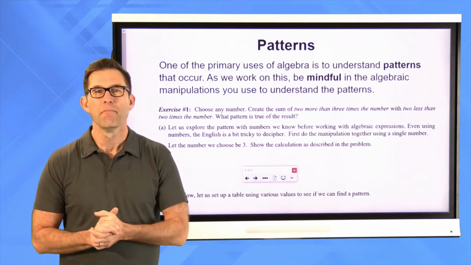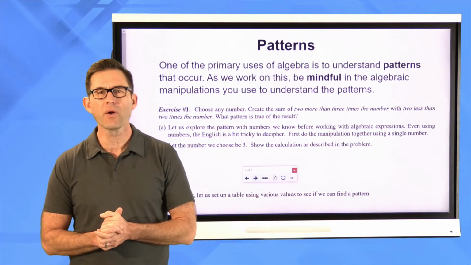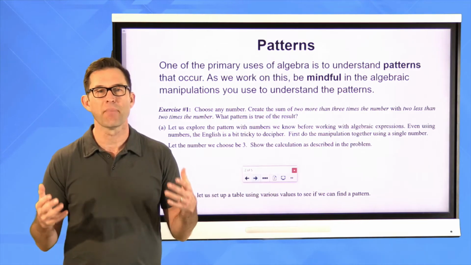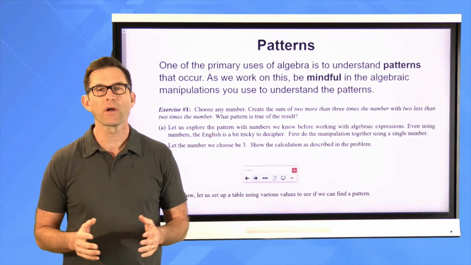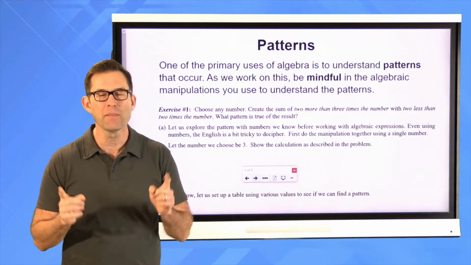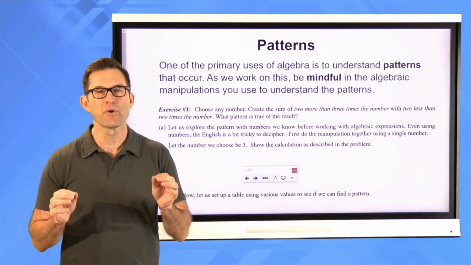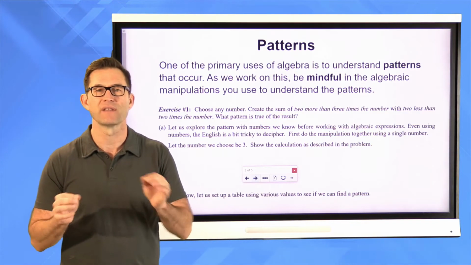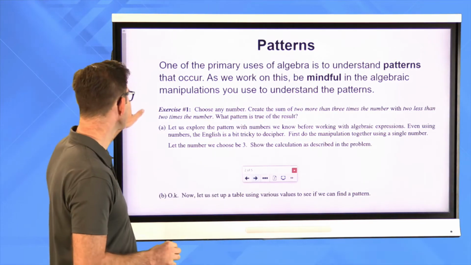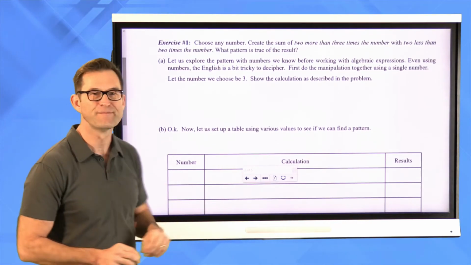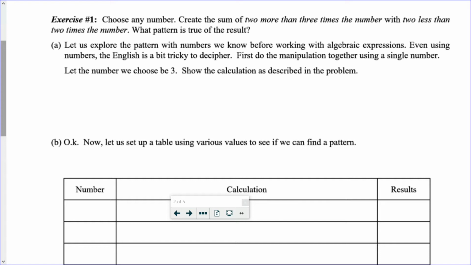All right, patterns. One of the primary uses of algebra is to understand patterns that occur. As we work on this, be mindful of the algebraic manipulations you use to understand the patterns. Let's take a look at exercise number 1. Choose any number. Create the sum of 2 more than 3 times the number with 2 less than 2 times the number. What pattern is true of the result?